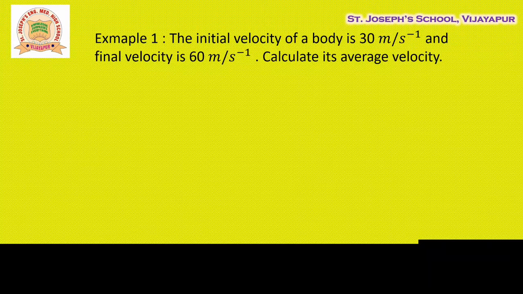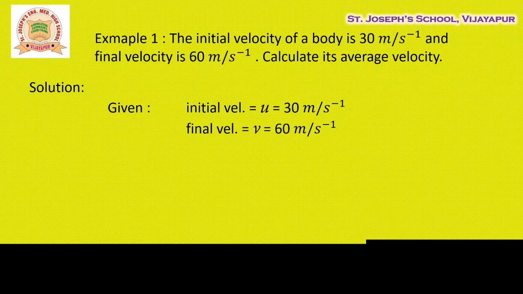Now let us see an example where in a problem we can apply the formula. The initial velocity of a body is 30 meter per second and final velocity is 60 meter per second. Calculate its average velocity. Let's go for the solution.